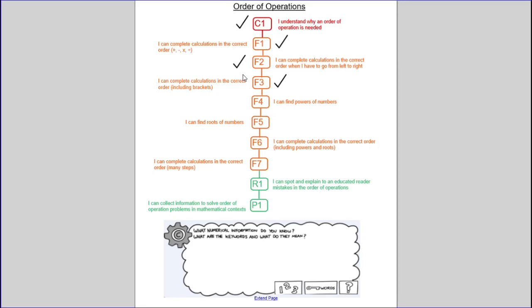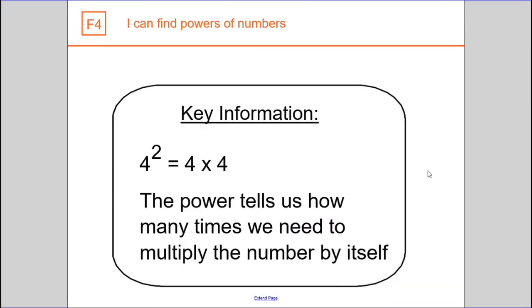In the last video, we did F1, F2, and F3, and today we're going to be doing F4 and F5. I can find powers of numbers. So in this question here, we've got 4 squared is 4 times 4. The power here, which is the number 2, tells us that we're multiplying the number 4 by itself twice.